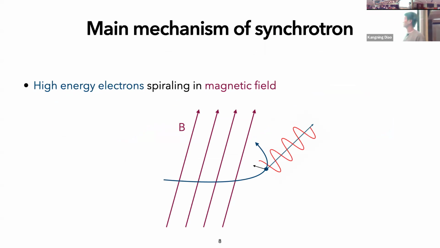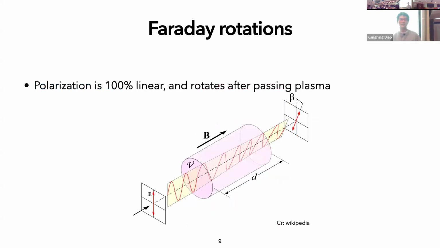The mechanism of synchrotron is basically very simple: high energy electrons spiraling in the magnetic field. So they suffer from the Lorentz force, and the Lorentz force produces acceleration. We know that acceleration makes radiation. That's where the radiation comes from. And just like what you said, we will encounter Faraday rotation.